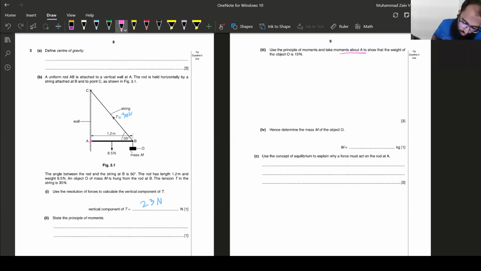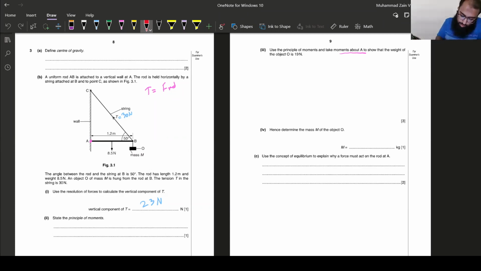Now, if you all could recall, the definition for moment or torque was force times displacement. And the thing about this displacement was that this is the perpendicular distance between the line of action and the pivot. So whatever forces I have right now, I'll be drawing the lines of action of these forces and the distance between them and the pivot. Okay, so I need to now use these moments to show that the weight of the object O is 19 newtons. So what are the forces I know? One force I know is this 8.5 newton force, which is the weight of the object.